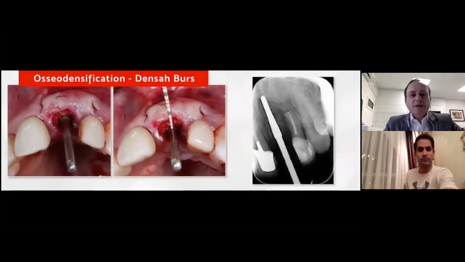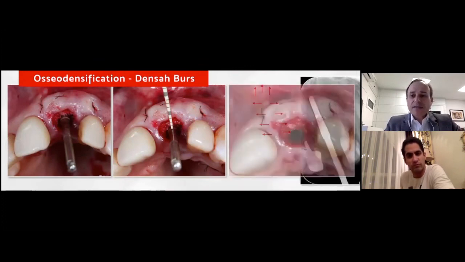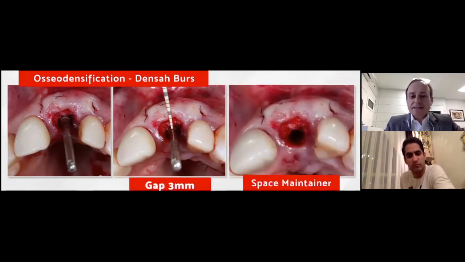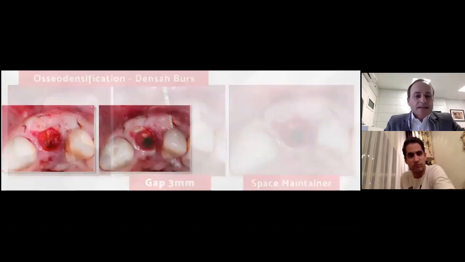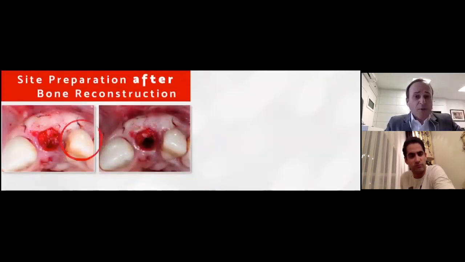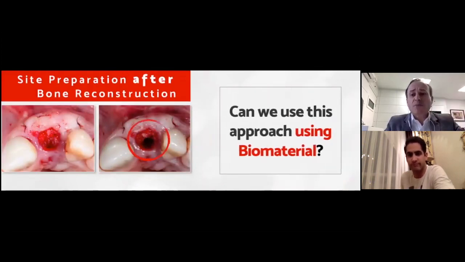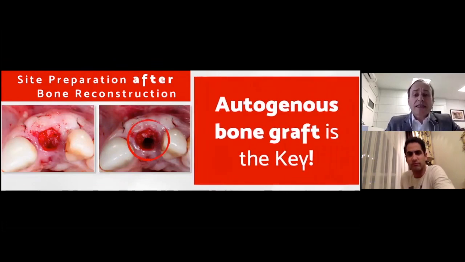So the site preparation was performed using the osseodensification concept in a counterclockwise rotation using the densify burs. The bone graft was densified in the lateral direction and also in the apical direction. And we used this drill as a space maintainer. And I want to call your attention to the 3 millimeters of the graft to be left in the buccal aspect. And here the question. We did the site preparation after bone reconstruction. Can we use this approach using biomaterial? Of course not. So the autogenous bone graft is the key in order to succeed.